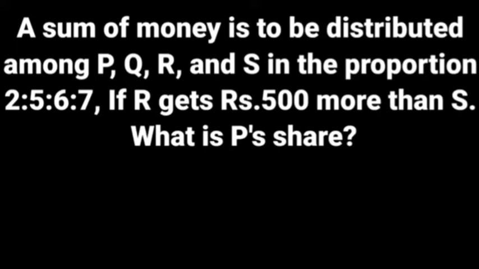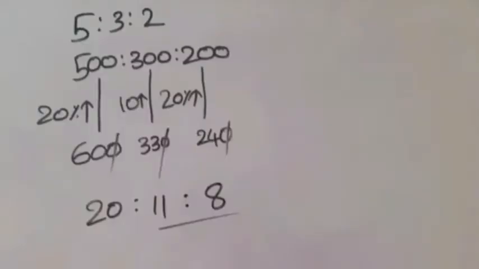So there are 4 members P, Q, R, S. They have the ratio 2 is to 5 is to 6 is to 7. R gets 500 rupees more than S. So let's see the solution.